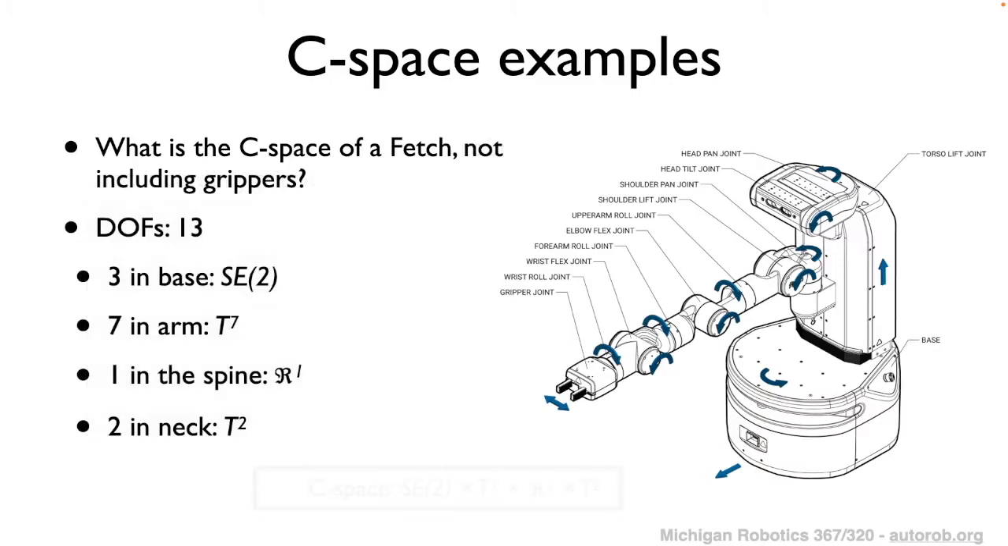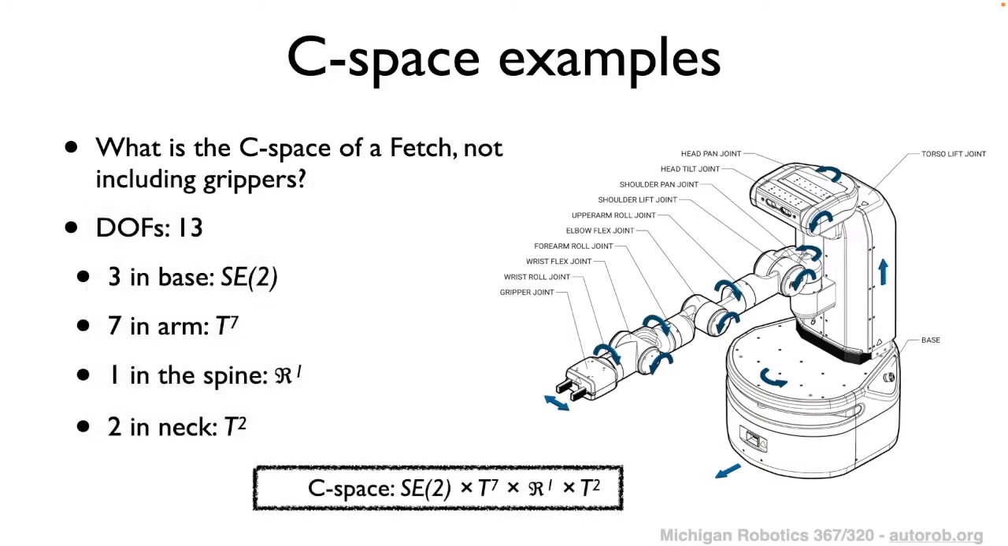If we write that out, we have 13 degrees of freedom. We said 3 for the base, where we could think back to the case of our turtlebot and see that could be represented potentially by the group SE2. We had 7 rotational degrees of freedom in the arm, which we might think could be represented by T7. We then had 1 translational degree of freedom in the spine, so we could say R1 to describe that. And then finally 2 rotational degrees of freedom in the neck or the head, which we could think of representing with T2.